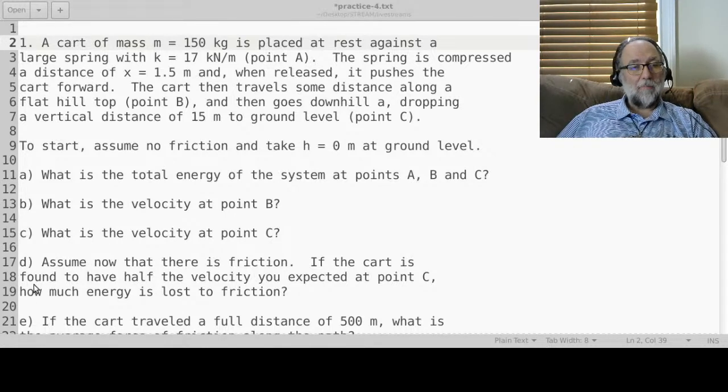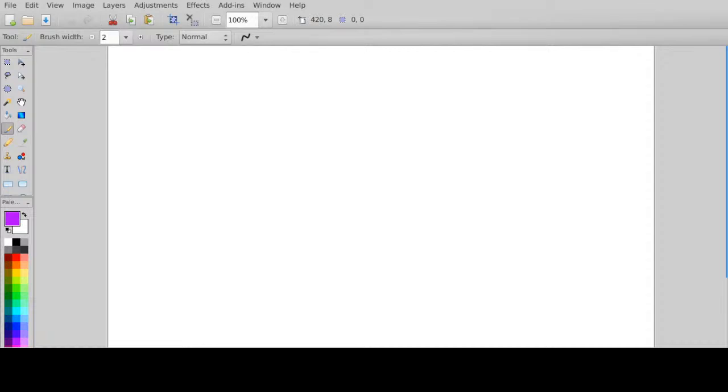Okay, so let's switch to my whiteboard here, and I'll draw the diagram. It starts off at a hilltop like this and then goes downhill. On the hilltop there's a spring, so here's a wall, and attached to the wall there's a spring like this. The spring is compressed, and it's pushing up against my car right here.